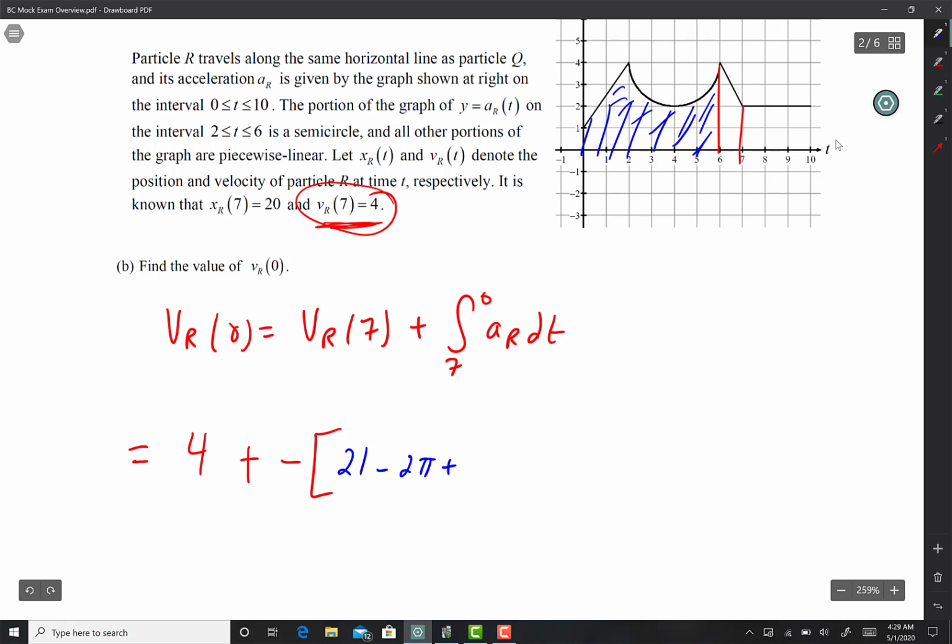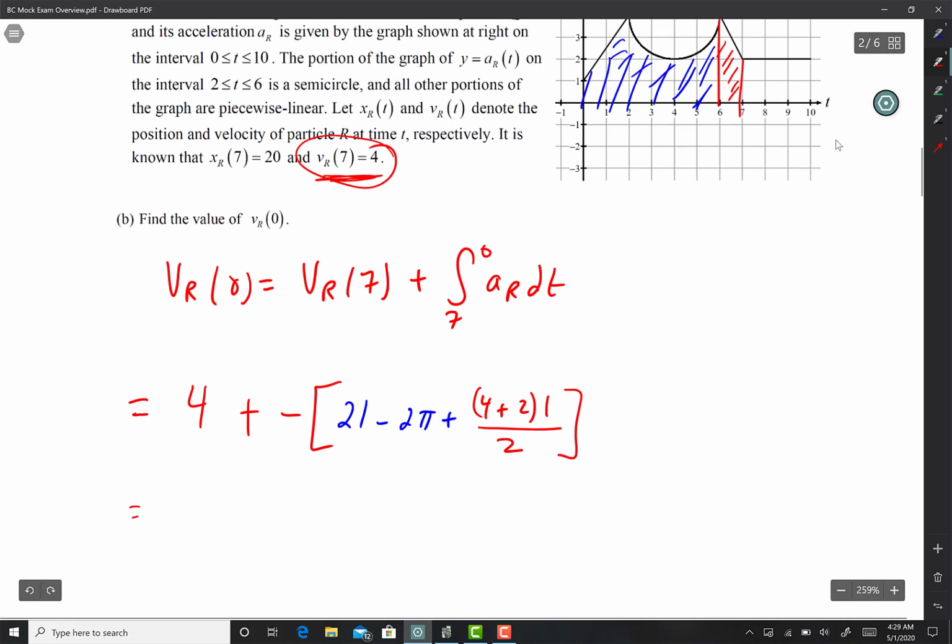plus, so all I got to do now is just add up this right here in red. So let's see, this region, that's a 4 plus, this guy's a 2, put parentheses on those. My height is technically 1, divide by 2. So there it is, whatever that is. And yeah, let's go ahead and solve it, guys. So we can do that. Let's see, 4 minus, and let's see, 4 plus 2 is 6. 6 times 1 is 6. 6 divided by 2 is 3. 21 and 3 is 24. 24 minus 2 pi. And I'm going to distribute that negative.